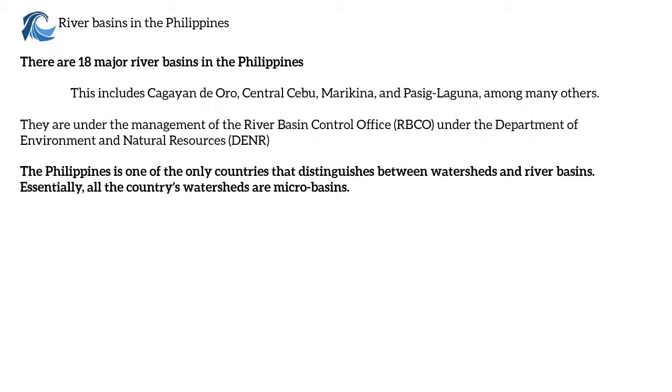Let's first take a look at the river basins in the Philippines. In the Philippines, there are 18 major river basins. This includes Cagayan de Oro, Central Cebu, Marikina, Pasig Laguna, and a host of other river basins, and they're all under the control of the River Basin Control Office, or the RBCO, which is under the Department of Environment and Natural Resources.